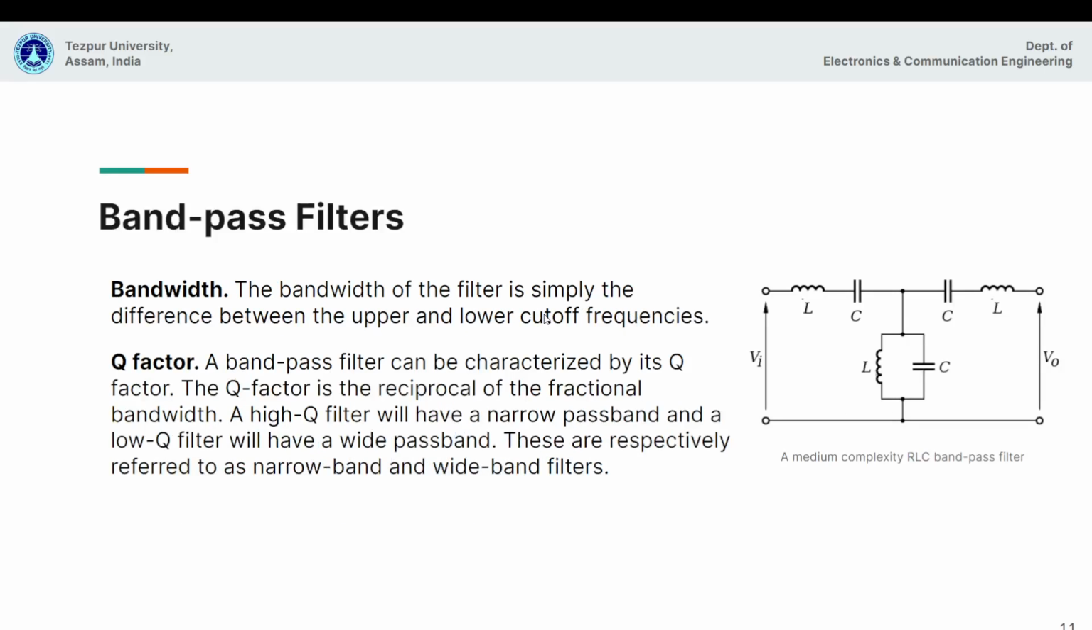The bandwidth of the filter is simply the difference between the upper and the lower cutoff frequency. Q factor. A band pass filter can be characterized by its Q factor. The Q factor is the reciprocal of the fractional bandwidth. A higher Q filter will have a narrow passband and a lower Q factor will have a wide passband. These are respectively referred to as narrow band and wide band filters.